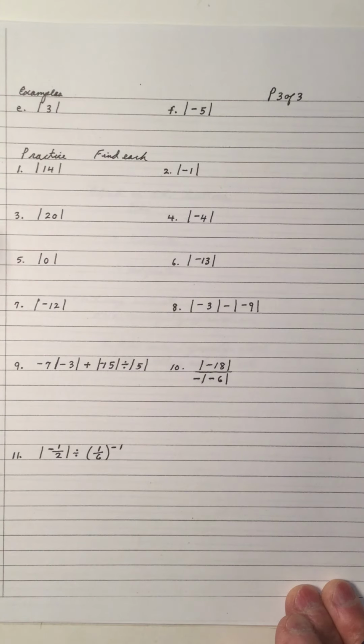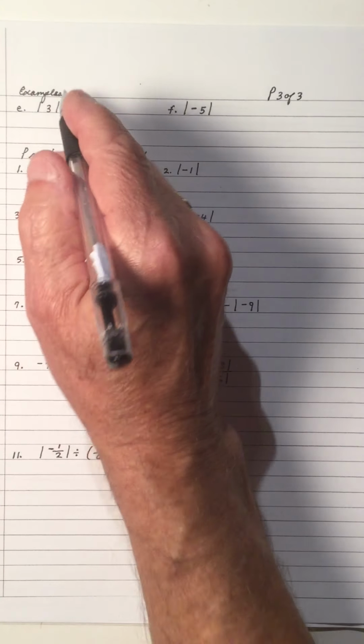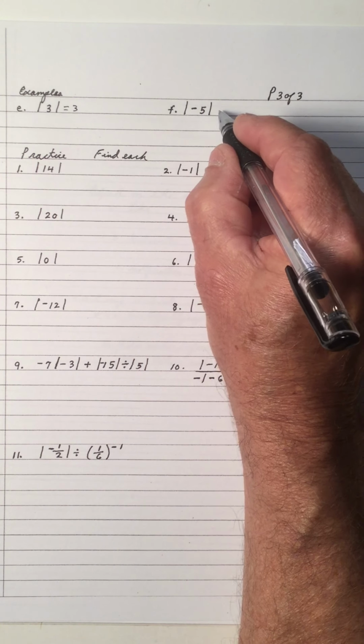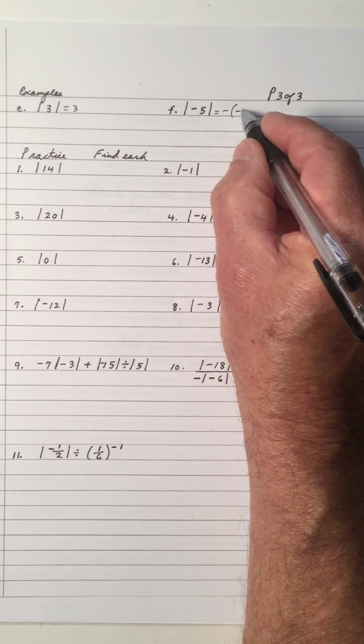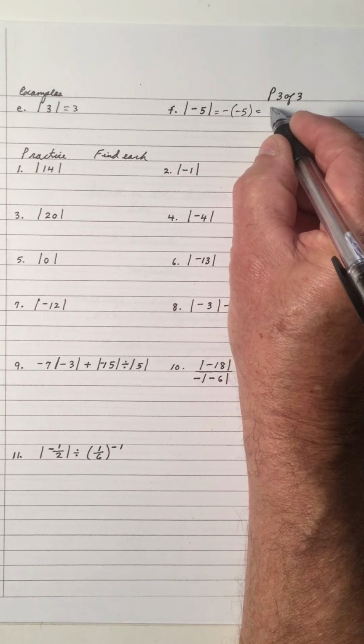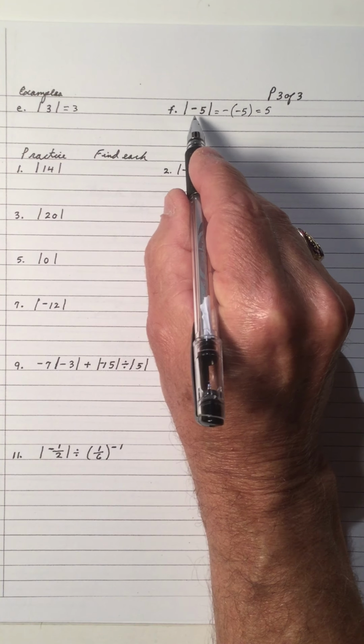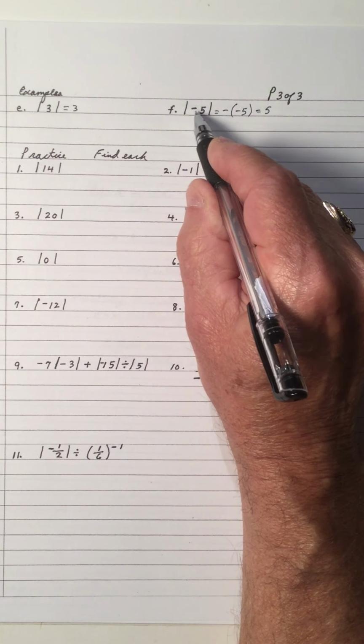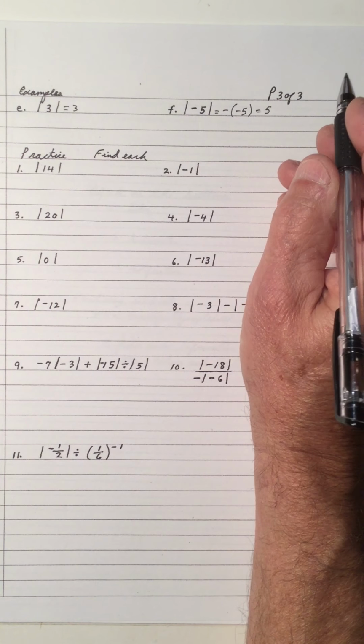More examples. Pause the video if you wish. The absolute value of 3 is 3. The absolute value of negative 5 is the negative of negative 5, which is 5. So if you just wrote down the absolute value of negative 5 is 5, then what you're really doing is changing this sign to a positive.